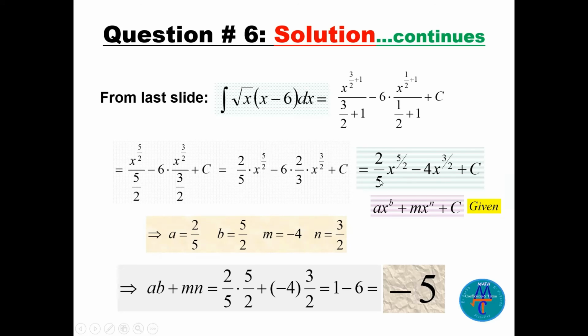Now we compare it with the given ax to the power b plus mx to the power n plus capital C. So directly I can say a will be the coefficient here, 2 over 5. B will be the power 5 over 2. M will be minus 4. N is the power 3 over 2. So what do I need to find? ab, 2 over 5 times 5 over 2, which is 1, plus mn, which is minus 6, because minus 4 times 3 over 2. So the final answer is minus 5.